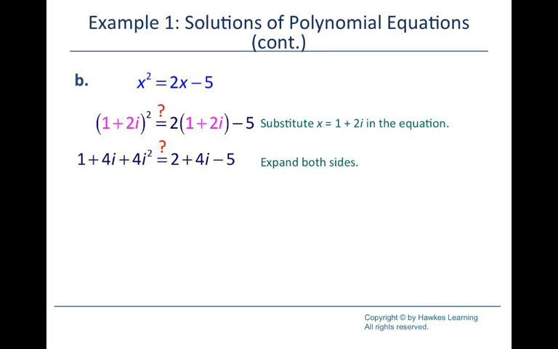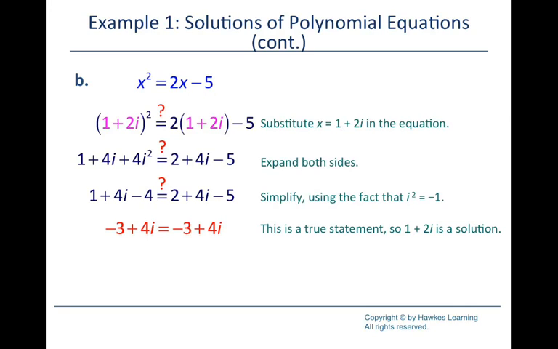Distribute the 2 to the 1 plus 2i, so that becomes 2 plus 4i minus 5. Okay, I have 1 plus 4i minus 4, which I already did up there. And 2 plus 4i minus 5. Combine the 1 and the negative 4 and the 2 and the negative 5. And I end up with negative 3 plus 4i equals negative 3 plus 4i. That's a true statement. They're exactly the same. So 1 plus 2i is a solution of x squared equals 2x minus 5.